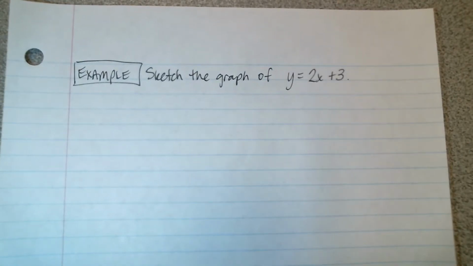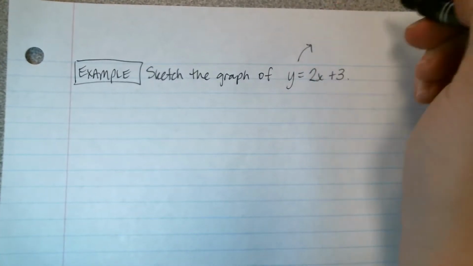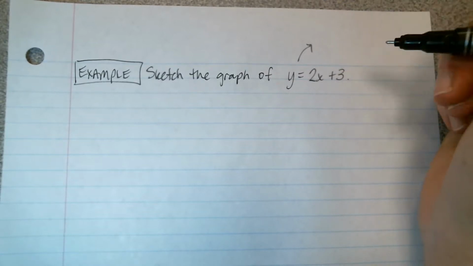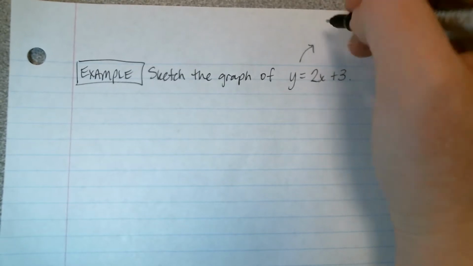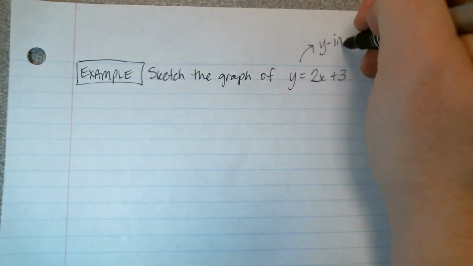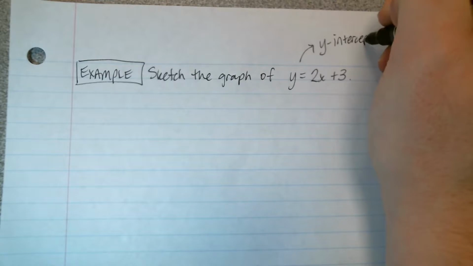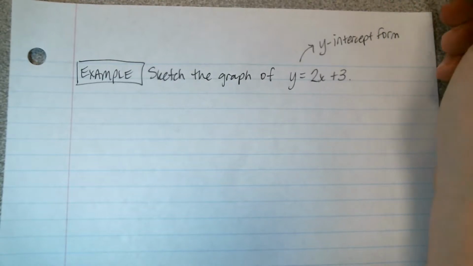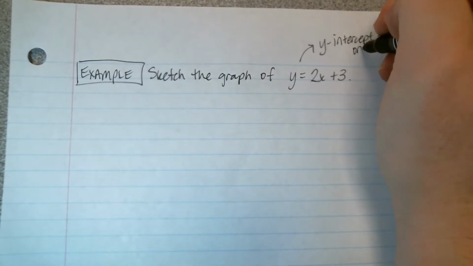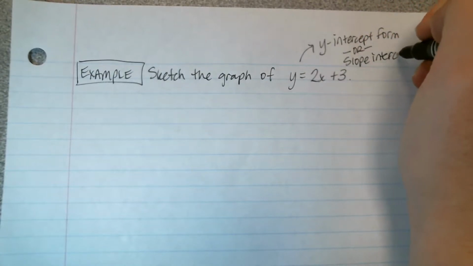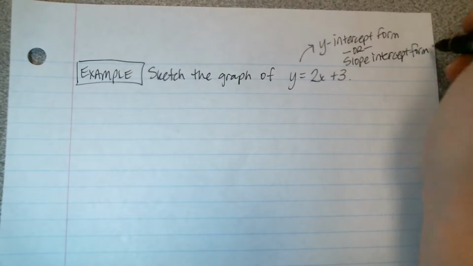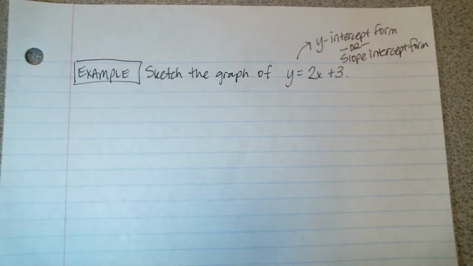So in this next example, let's sketch the graph of y equals 2x plus 3. And this equation right here is in what form? What? I can't hear you. Scream louder. Just kidding. Okay. This form is y-intercept form, or slope-intercept form. I've heard it called both things.